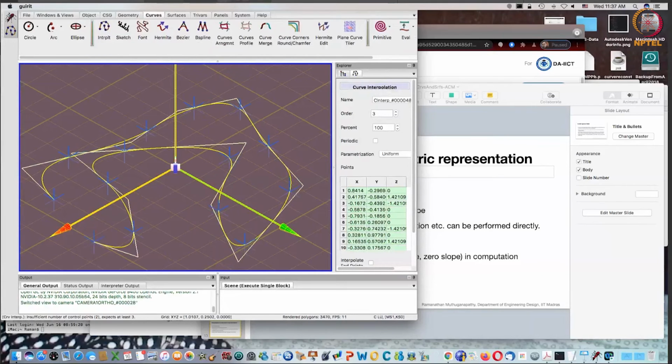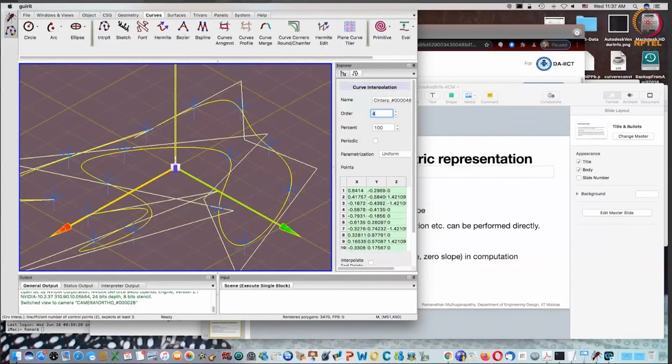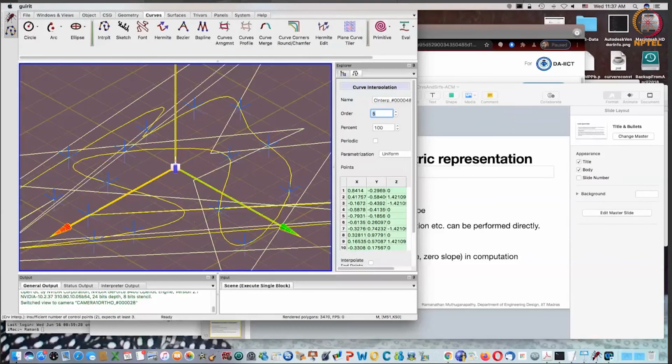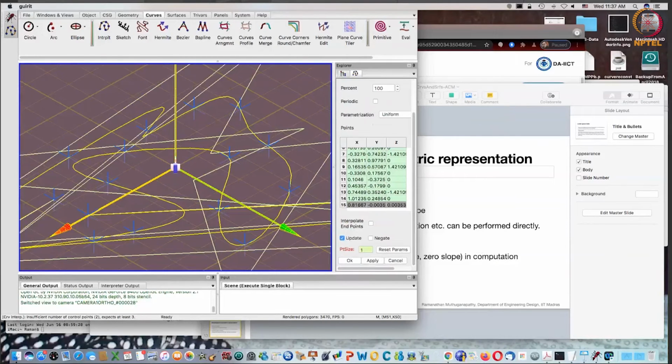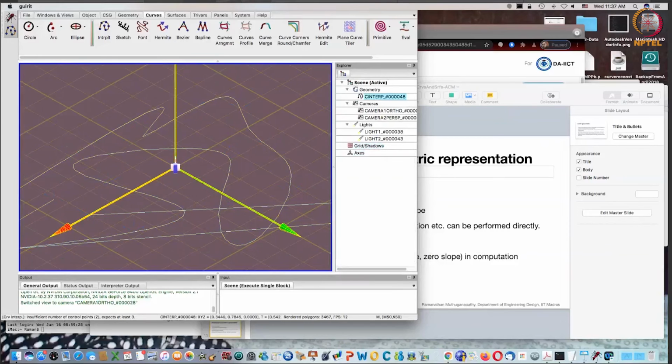Okay, now this is the curve. Let's say I increase the order or degree, you can see the curve behavior is erratic. Okay, this is not Bezier though. If I do this, you can see the curve behavior is very oscillatory. So this is the normal interpolation. I don't know which interpolation he uses, some interpolation method.